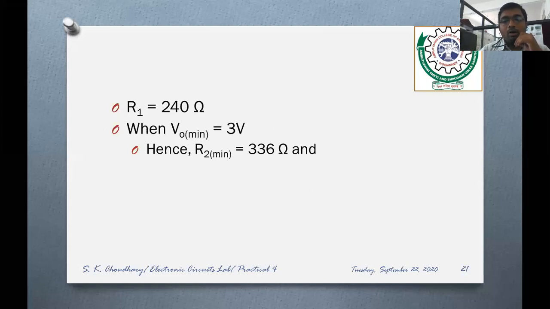When you substitute all the values in the output voltage equation, in the first case when V0 is 3 volt, that is the minimum voltage, R2 minimum would become 336 ohm after calculation. And when V0 is maximum, that is 12 volt, what would be the value? Can anyone tell me? When V0 is equal to 12 volt, what is the value of R2 max?